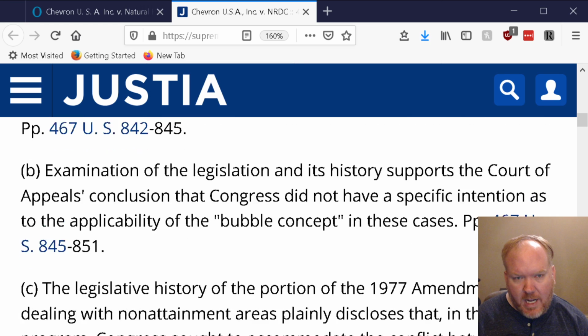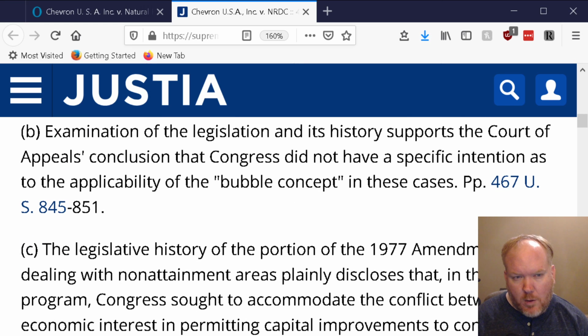Examination of the legislation and its history supports the Court of Appeals' conclusion that Congress did not have a specific intention as to the applicability of the bubble concept in these cases. Well, even if that's true in this particular situation, it doesn't follow that it goes to other situations. It doesn't apply as a global rule. It would be specific to this particular case. So, like, B could follow, but A doesn't follow.